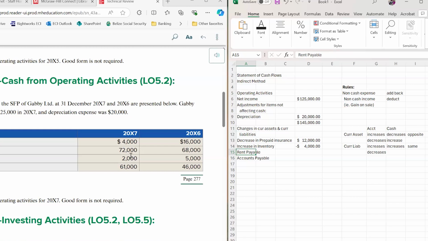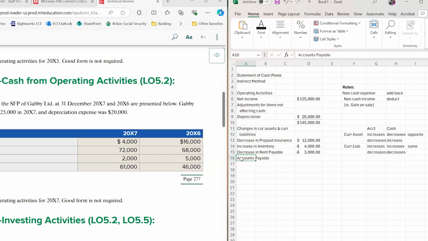So you can see AP went down. So if AP went down, that means cash goes down, because remember, liabilities go the same direction. If they go up, cash goes up. If they decrease, then cash decreases. So in this case, we're going to deduct 3,000 because it goes the same direction. We had a decrease in rent payable. I should type that in the description here, decrease in rent payable.